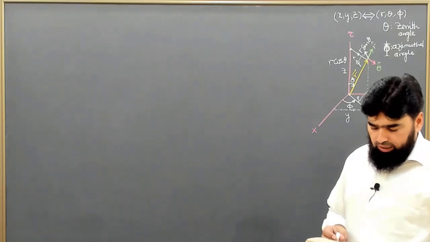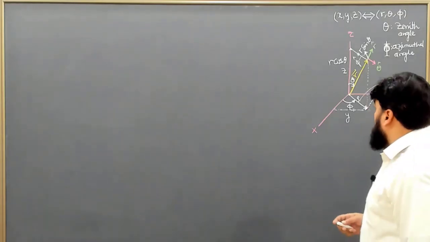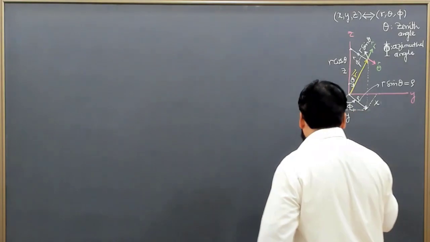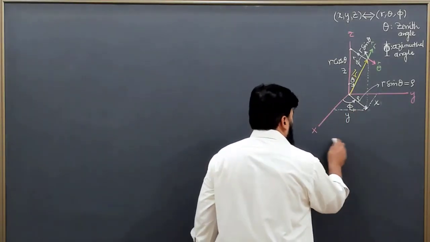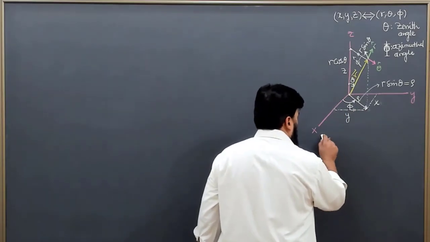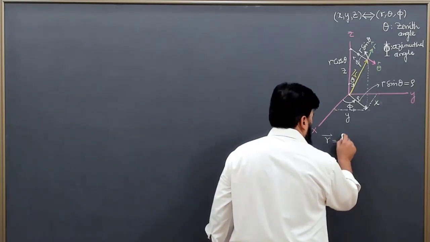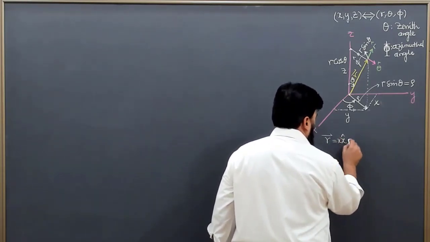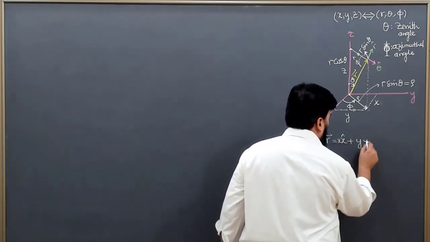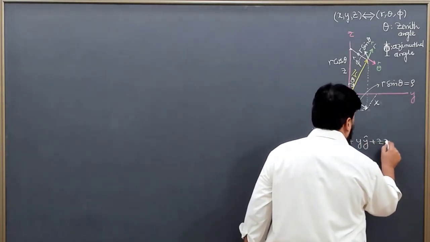Now we will discuss some length elements. For example, we have written already the r equals to x in x unit vector, plus y in y unit vector, plus z in z unit vector.